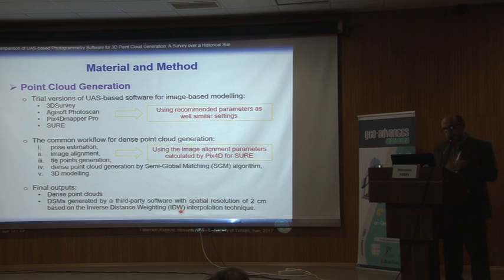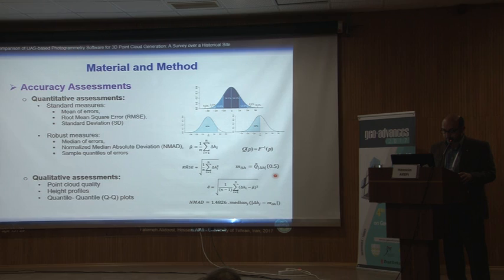With another software, the software produced its own algorithm, which sometimes is not clear. But we did not use the DSM produced by their own software. We just took the point cloud data and put all the individual point clouds in another software, with the same parameter and the same algorithm, which is the inverse distance weighting algorithm, to generate the DSM at 2 centimeter.